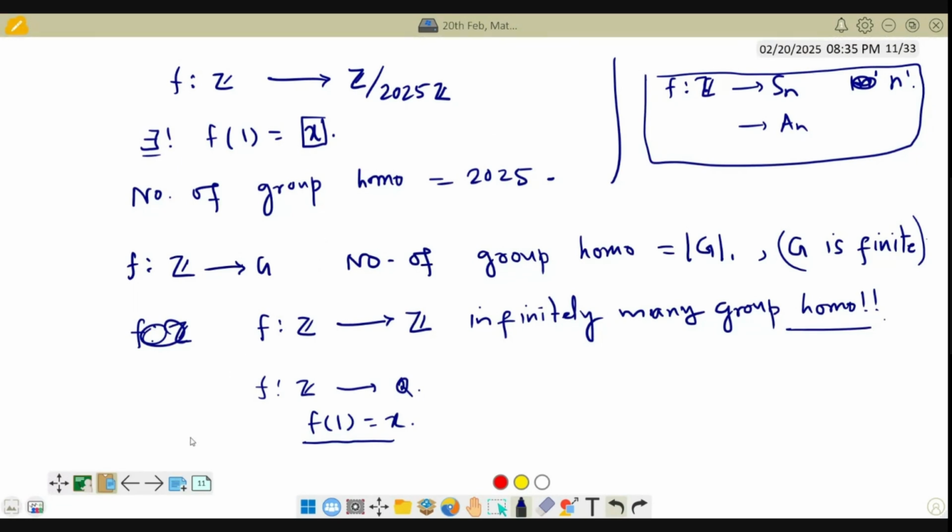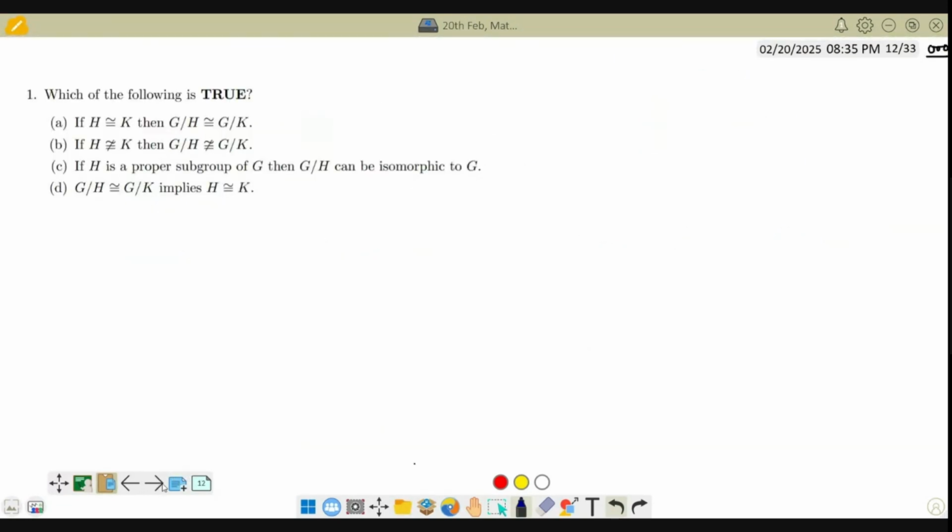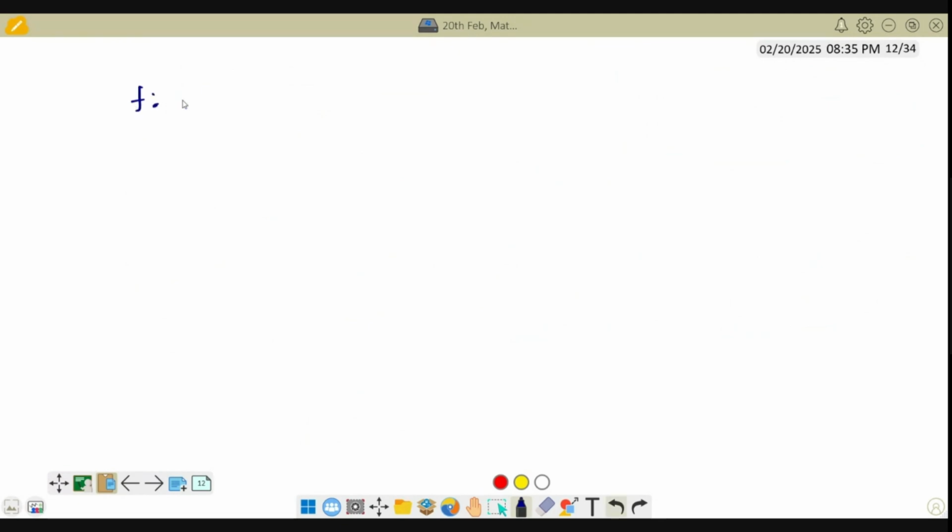Now reverse it. Suppose you are asked to find group homomorphisms from G to Z. G is any group. What will you do?